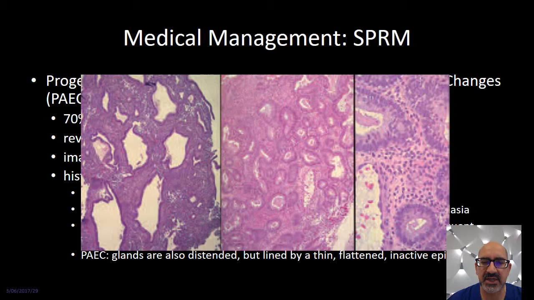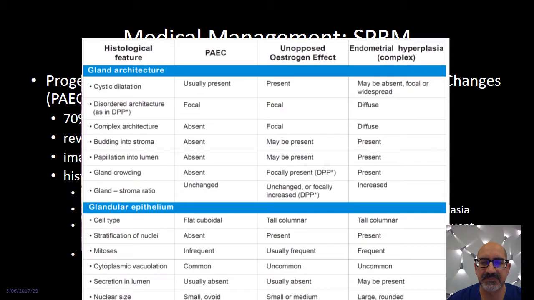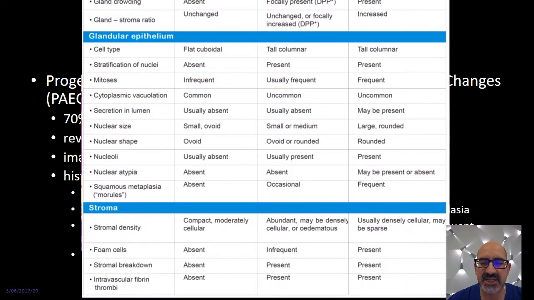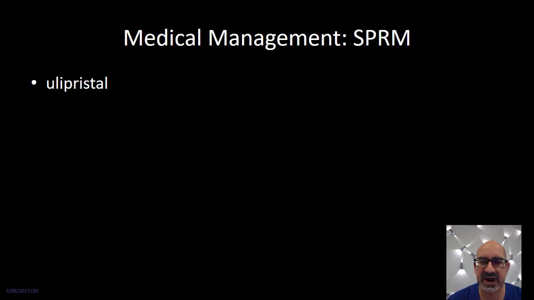This is comparing hyperplasia with PACE, and you can see quite significant differences in all of these modalities. There are a number of changes that occur with this, but the most important thing is that this can be quite clearly differentiated from both hyperplasia and malignancy, and it is self-limiting.